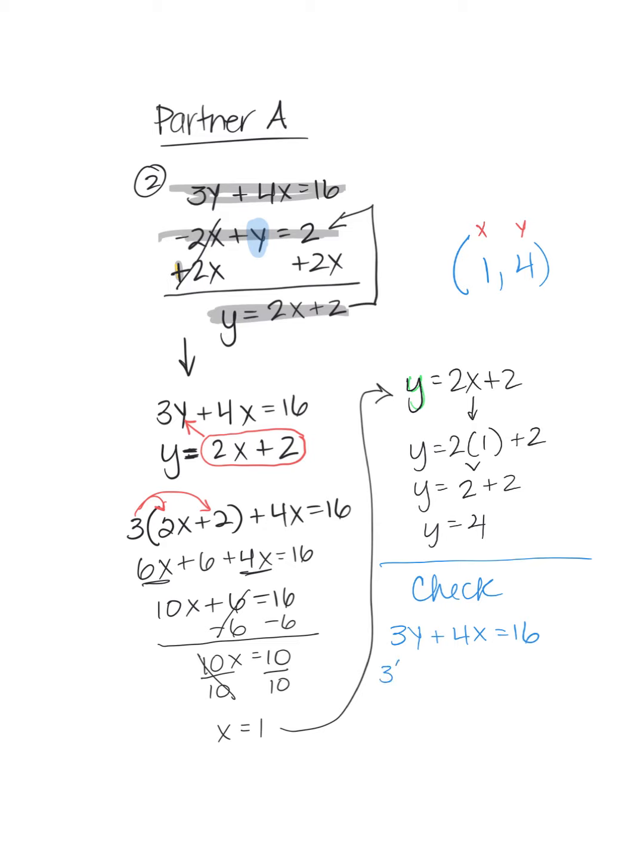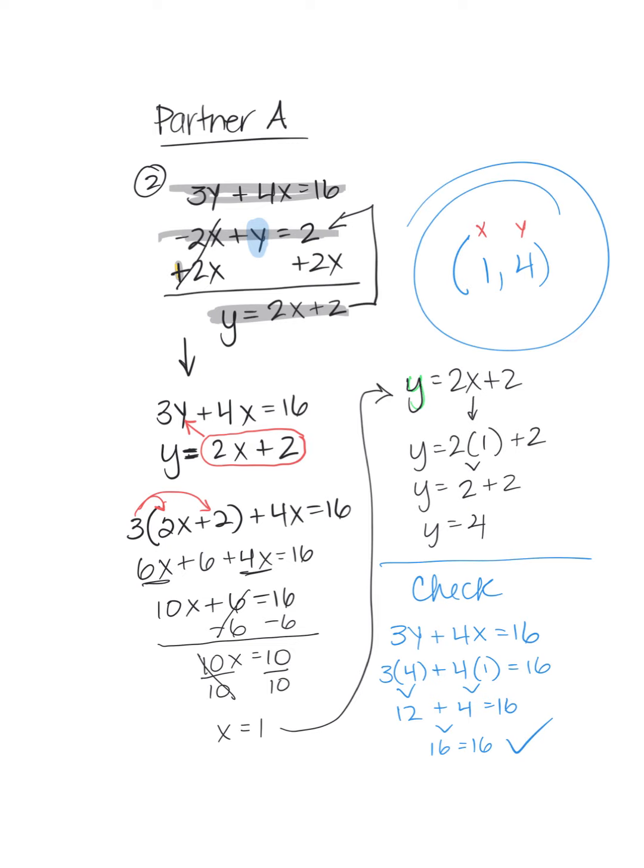So 3 times 4, because that's the y, plus 4 times 1, which is our x. And let's see if this works. 3 times 4 is 12, 4 times 1 is 4, and 12 plus 4 is 16. And because they're equal, it tells me it's a true statement, which means our solution is correct.